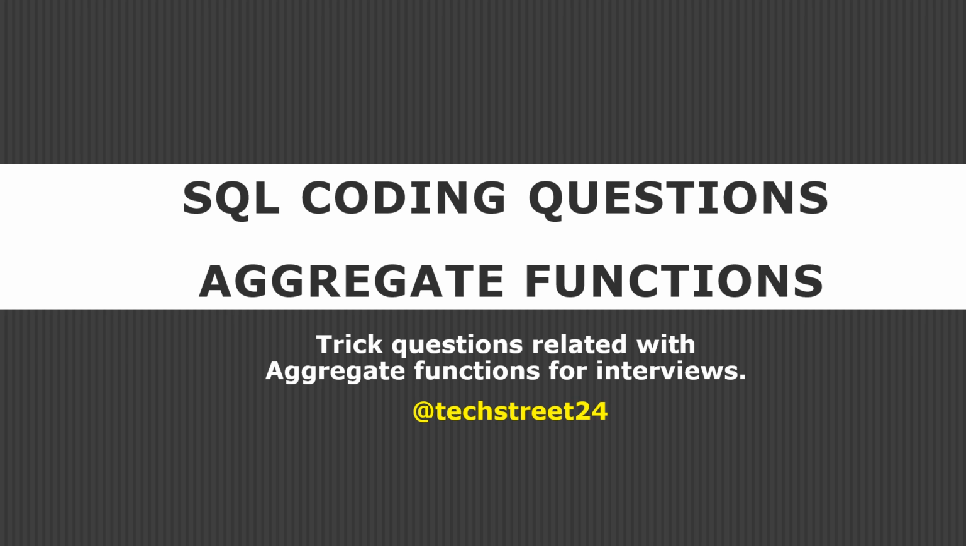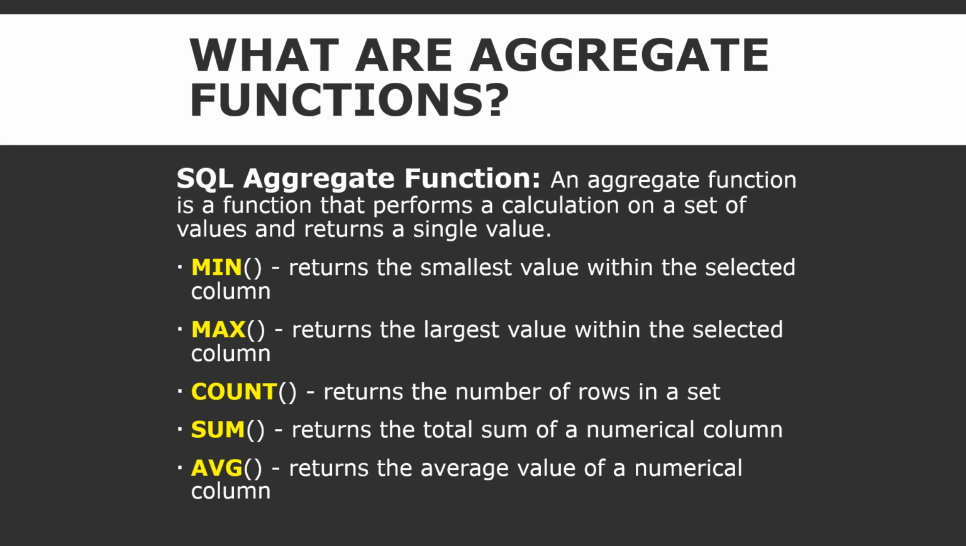So in this video we are going to see some SQL coding questions that are related to aggregate functions. Hello, so what are aggregate functions? A SQL aggregate function is nothing but an inbuilt function in a SQL server which basically does a calculation on certain values or columns and returns a single value. So aggregate functions always return single values. Min, max, count, sum, average. These are some common examples of aggregate functions that we use in queries.